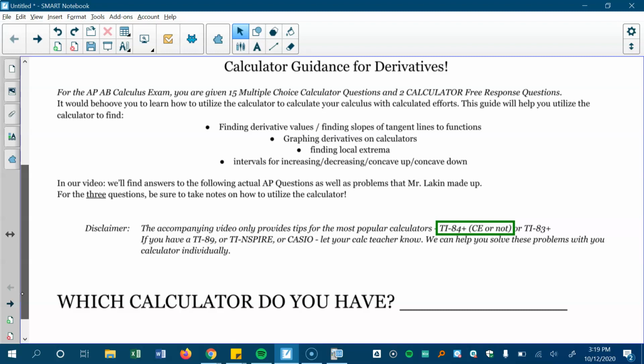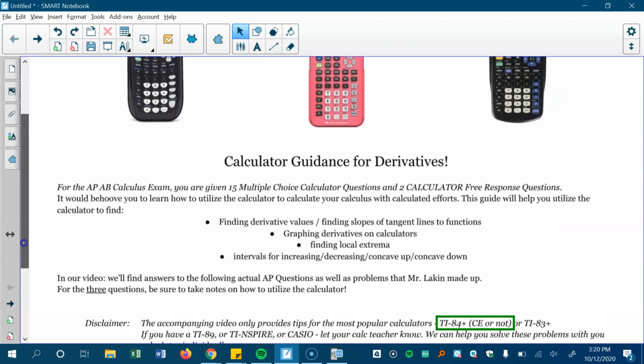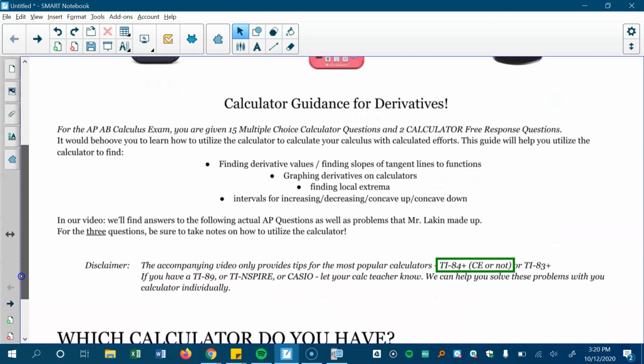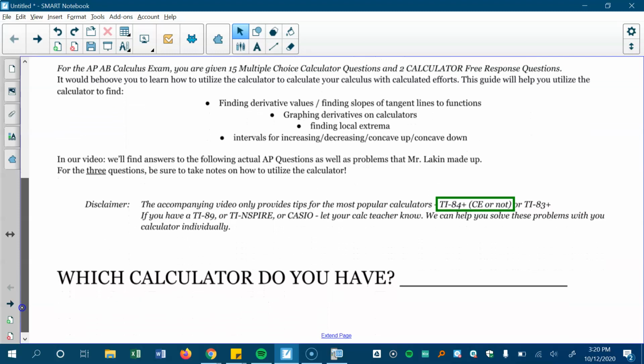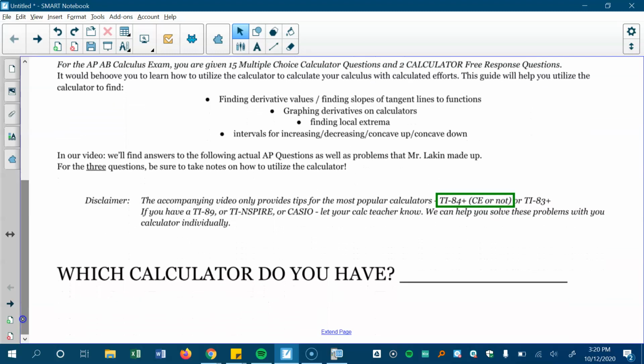The purpose of this video is to make sure that you are familiarizing yourself with how to actually use the calculator in an efficient way to solve the calculus problems that are incorporating derivative concepts. The derivative concepts that are incorporated here are going to be derivative values and slopes of tangent lines, as well as graphing derivatives, local extrema, and increasing, decreasing, concave up, and concave down.